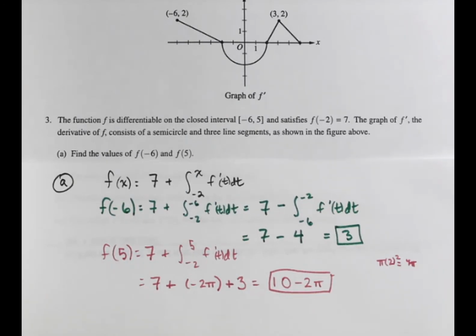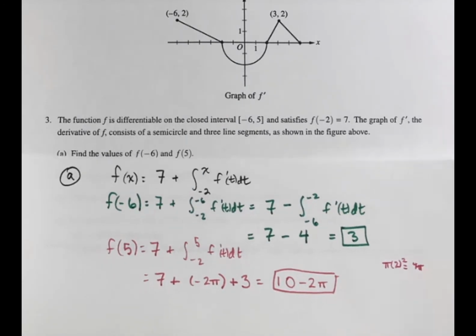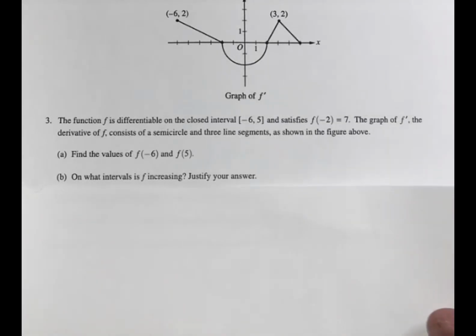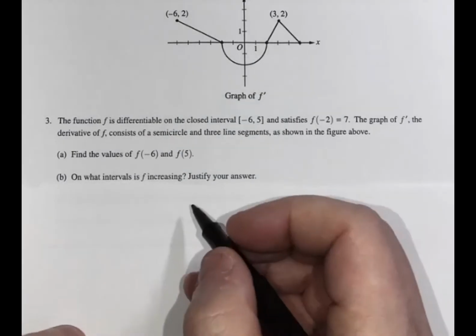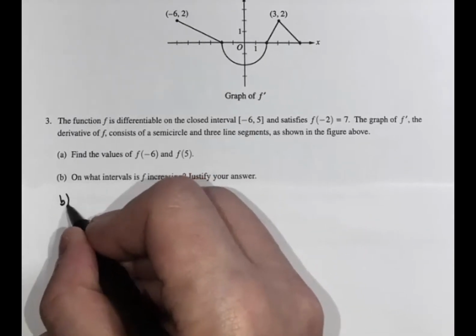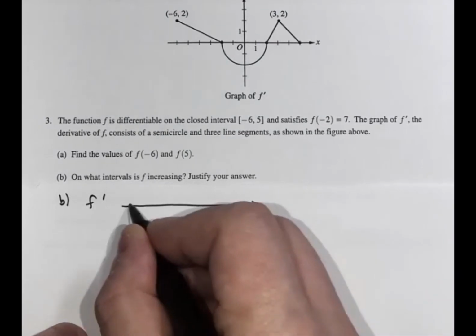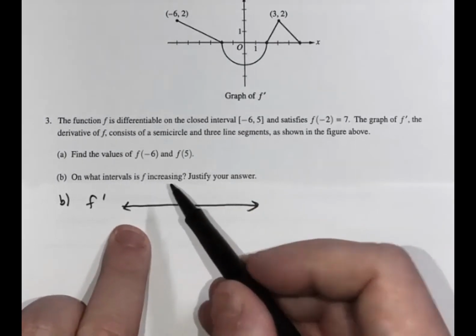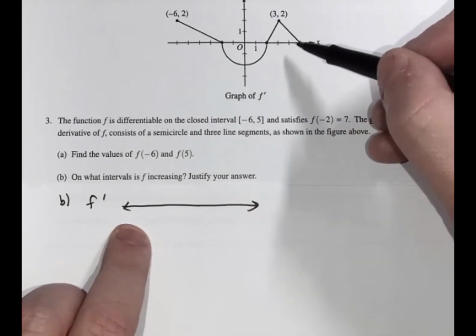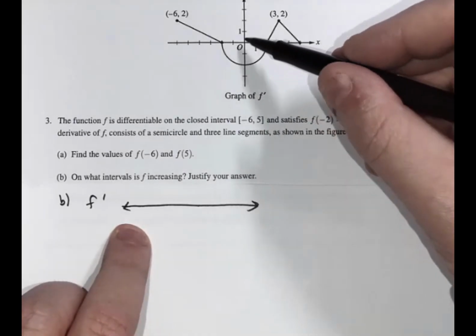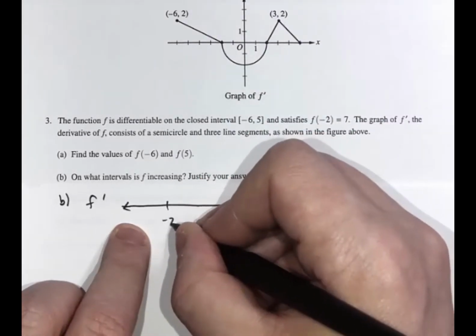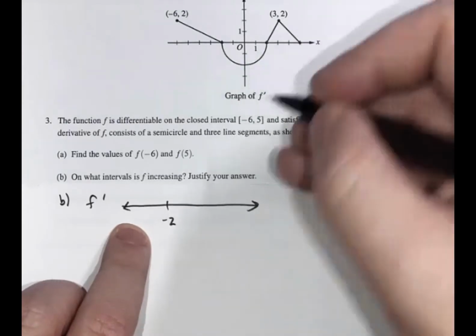That's part A. What do they want in part B? B asks, on what intervals is f increasing? So to figure out when f is increasing, we'll justify that with the derivative. So I'll make a number line here that represents the derivative. So according to the graph, f prime equals 0 at -2, and it also equals 0 at 2.